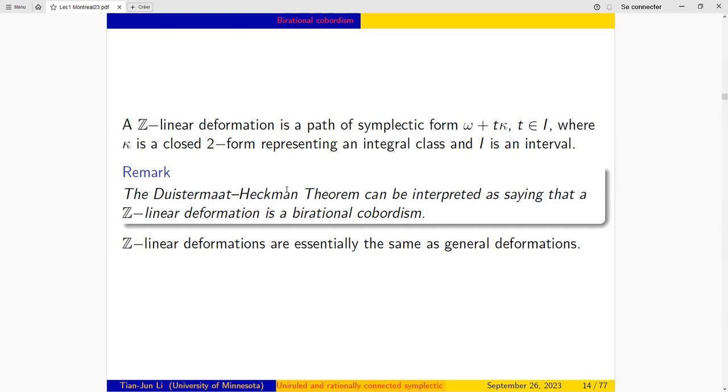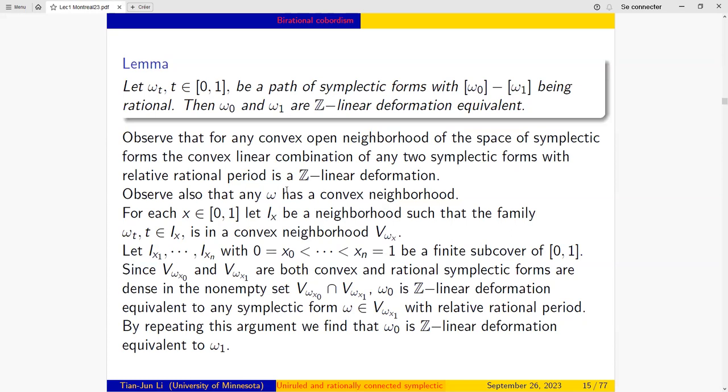Well, here's maybe a little lemma which is useful to show that general deformations can be decomposed into linear deformations. So here, assume that we have a path of symplectic forms where the two endpoints have relative rational periods. The space of symplectic forms is not convex, unlike the space of Kahler forms. You cannot just take linear combinations of two symplectic forms and get a symplectic form. You can only do it for simultaneously J-tame forms.